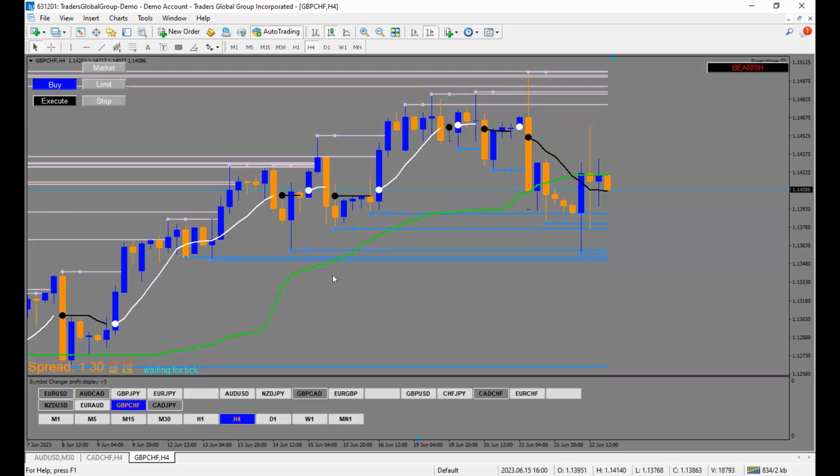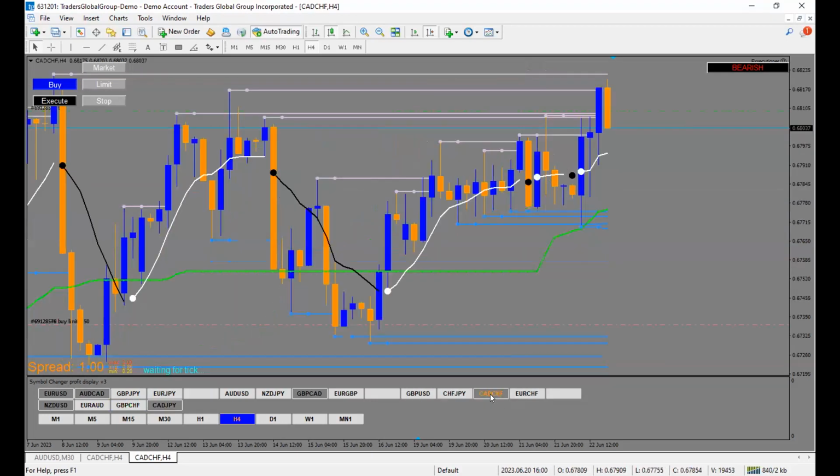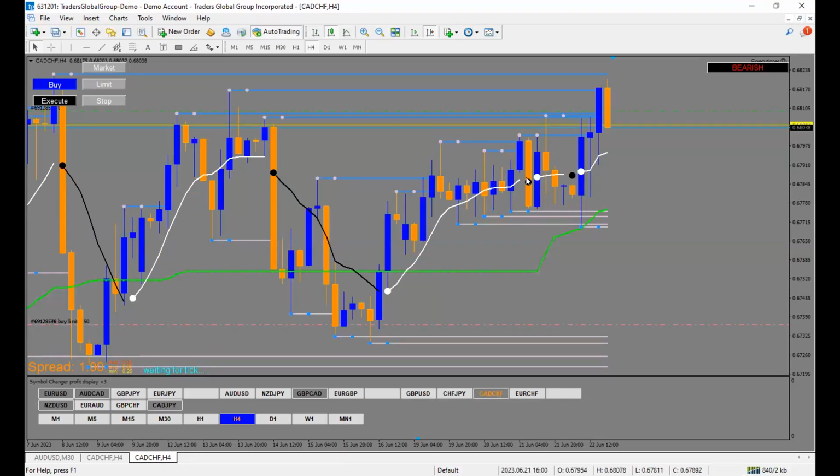2 trades today. We had CAD CHF. CAD CHF is another trade that we had today. This was the close above, right? Yeah, this was it. This was the first entry, but price closed above it, right? This was the second entry, price closed above.